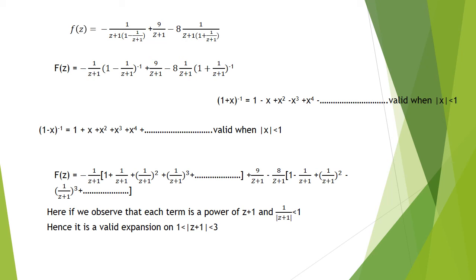And each power of 1 by z plus 1 is less than 1, because we have already proved 1 by z plus 1 is less than 1 by the given region. So when we are raising the powers, we don't have any problem in expanding, because a quantity less than 1 raised to higher powers approaches 0. So the infinite series converges to a finite quantity. So this is how we expand by using Laurent series.